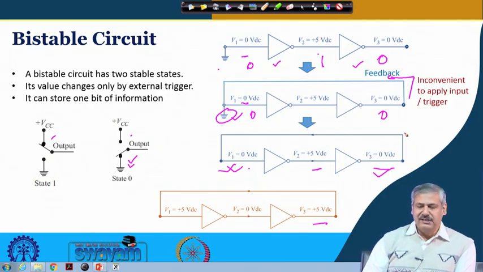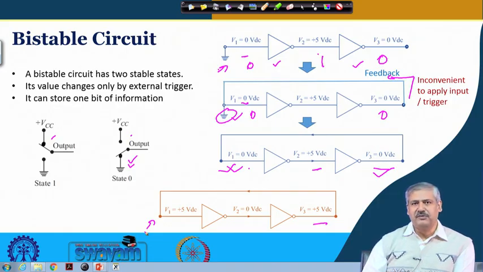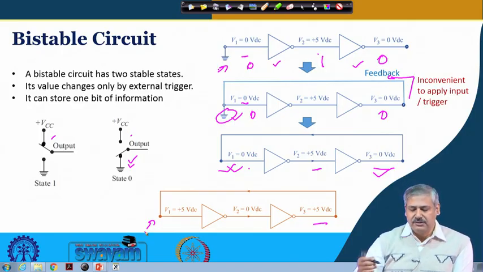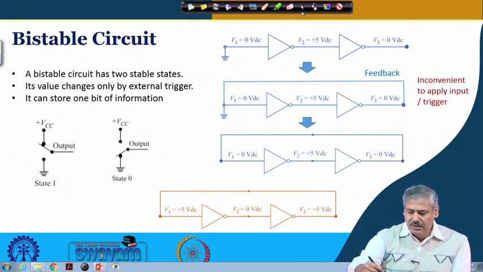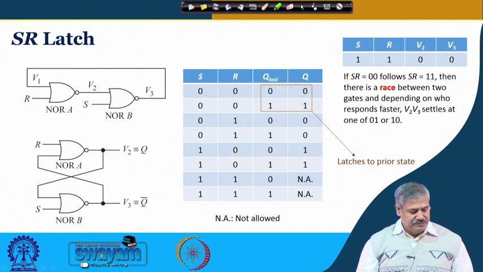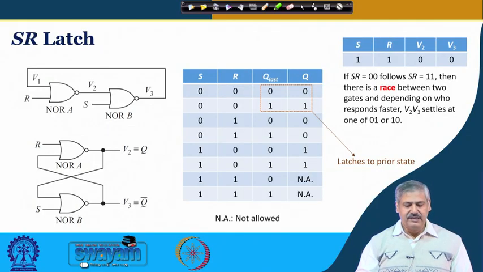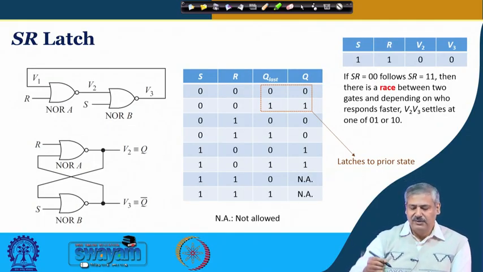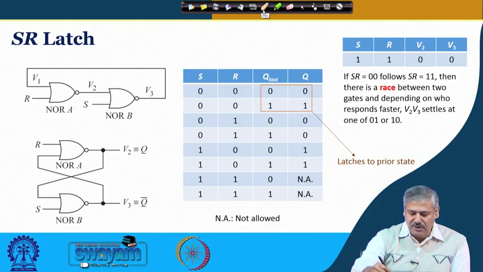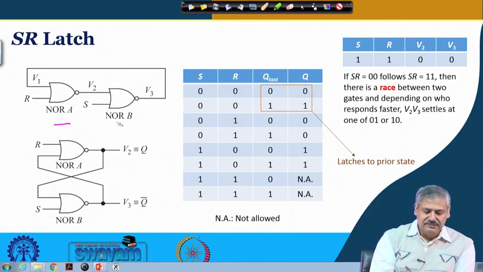But what we find here, that this way of applying external this ground or 5 volt, this is a bit inconvenient. So, we would look for something which is more convenient to trigger from one particular state to another. So, towards that, let us look at this circuit where we are having, instead of NOT gate, we are having 2 NOT gate.